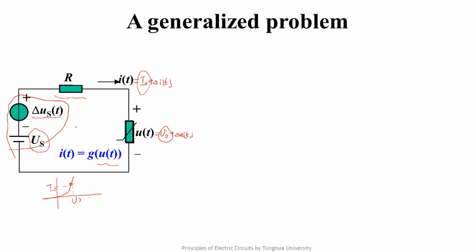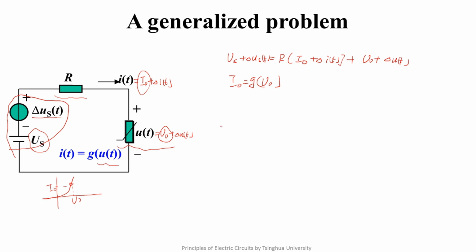Okay, we write the equation of the whole circuit. We need to write a KVL equation. So it is Us plus delta UST equals R times I0 plus delta IT plus U0 plus delta UT. This is the equation we can get. In addition, we also know that for the nonlinear resistor, I0 and U0 are its working point. So we have I0 equals G(U0).